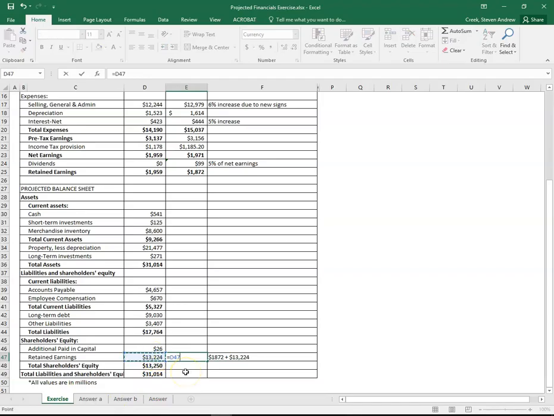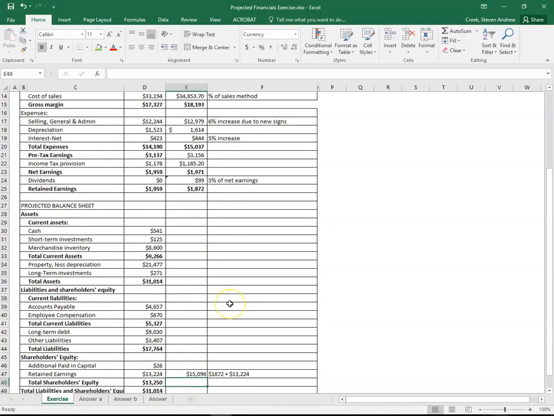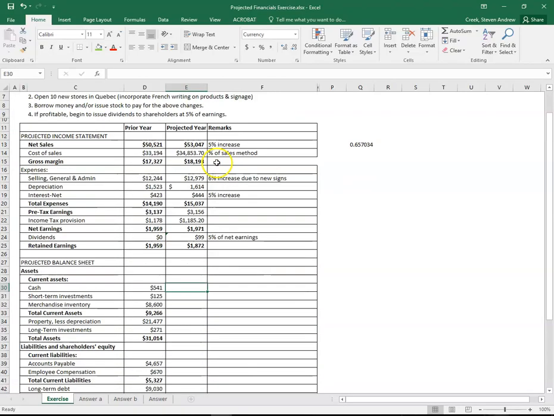Actually do it. So 13,224 plus retained earnings from the income statement. So the retained earnings on the balance sheet will be 15,096. Then we can go up to the top. Again, we're focusing only on those line items that are directly related to our strategies up here. And we're going to save this cash for very last. That will be our plug figure. So we'll come fill in this value last.